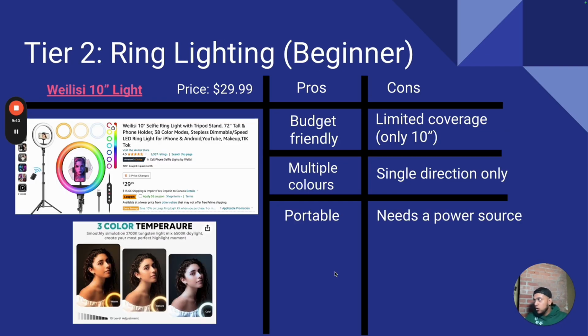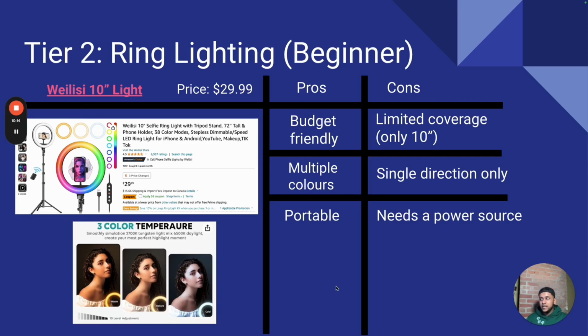Our second option, or tier 2 for beginners, is a ring light. The one I'm showing right here specifically is priced at $29.99, and this is the Wellisi 10-inch light. There are tons of options on Amazon. You could just simply type in ring light on Amazon, and you'll find a bunch of different options if you don't want to choose this one specifically. But I actually used this one specifically when I started out, and it was very good.